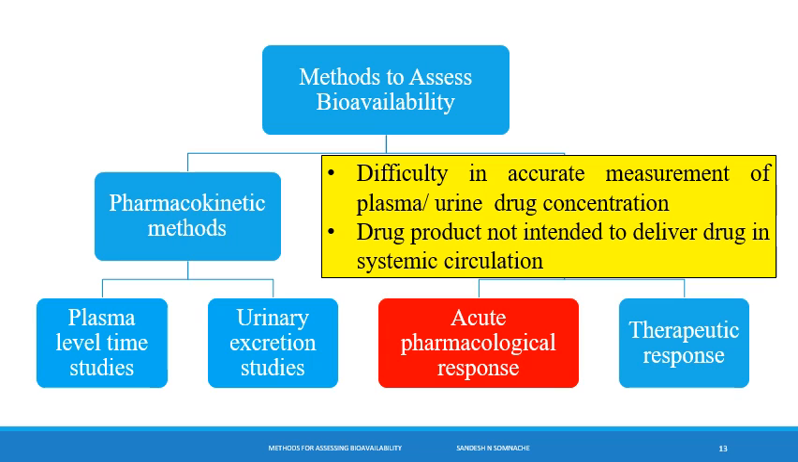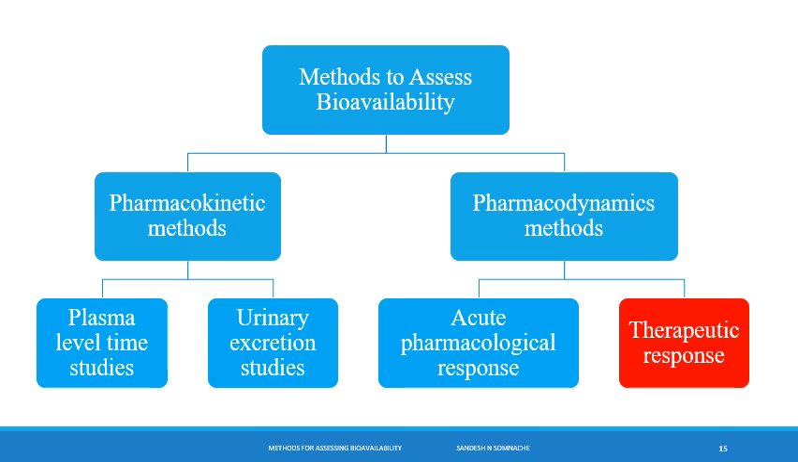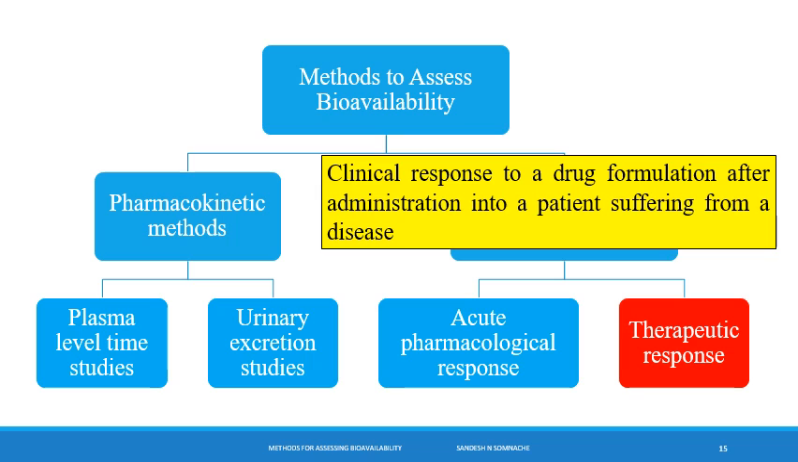In acute pharmacological response, the effect of drug on a particular tissue or particular organ is plotted against dose and time. The pharmacological response produced by the organ is, however, sometimes difficult to quantify.